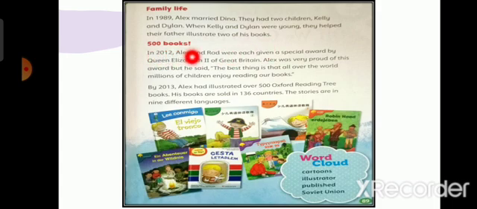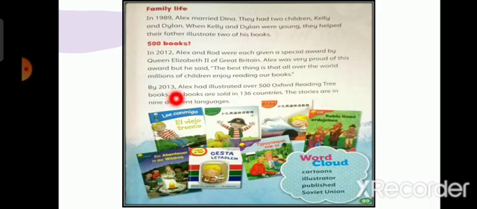500 books. In 2012, Alex and Rod were each given a special award by Queen Elizabeth II of Great Britain. Alex was very proud of this award, but he said, "The best thing is that all over the world, millions of children enjoy reading our books."